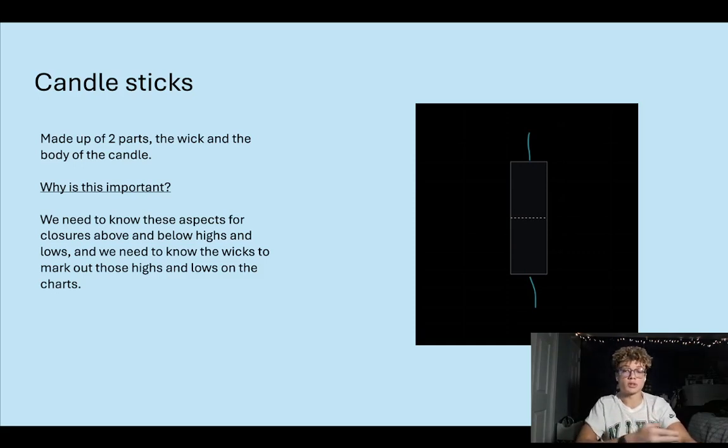We need to understand what these look like, what they can tell us, and the information they tell us. They are made up of two parts, the wick and the body of the candle. The body of the candle is this kind of gray box here, and the wicks are these blue lines at the top of this. We need to know these aspects for closures above and below highs and lows, but more importantly, we need these wicks so we can mark out highs and lows within the market. So just knowing these wicks is pretty important.